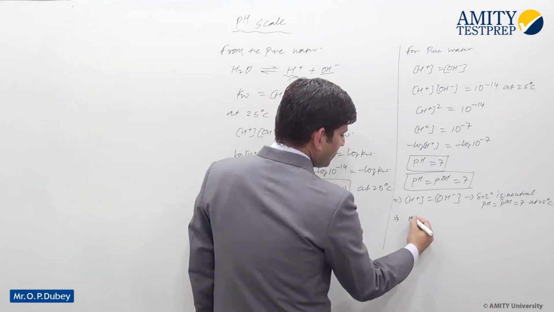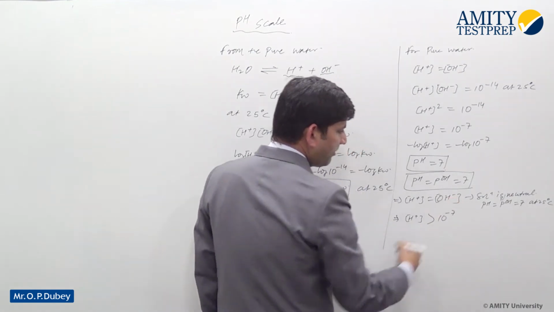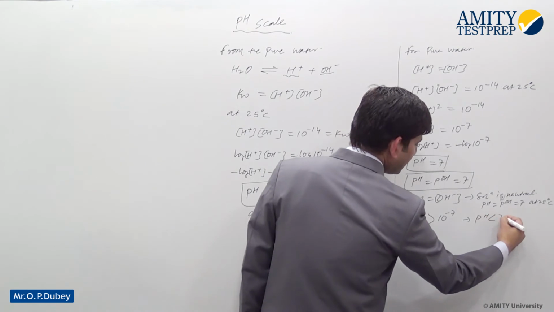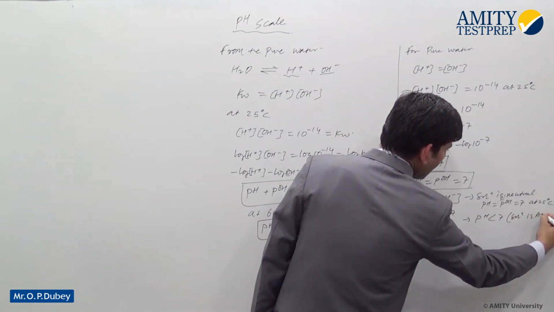If H plus ion concentration is greater than 10 raised to power minus 7, that is the pH of solution is less than 7, the solution is acidic.